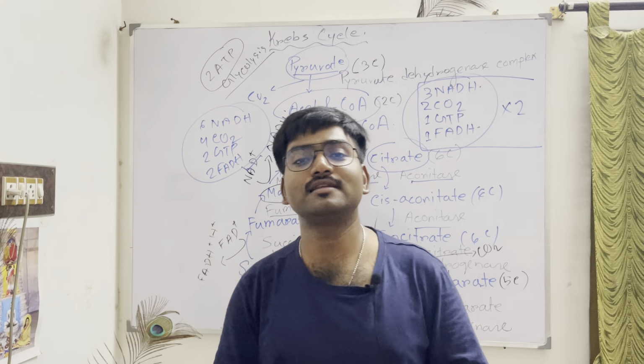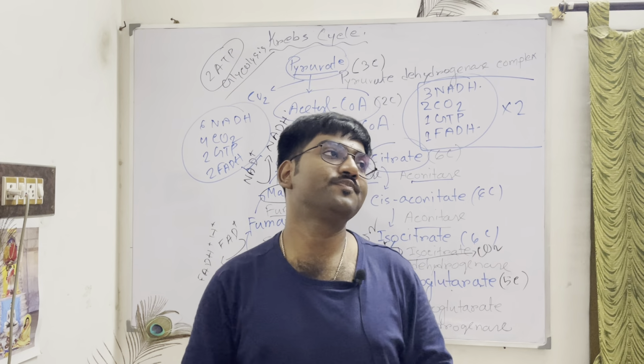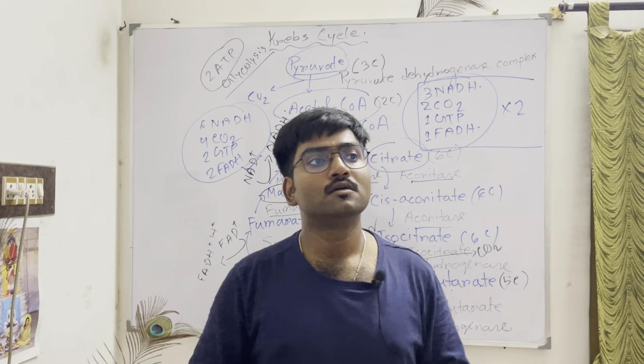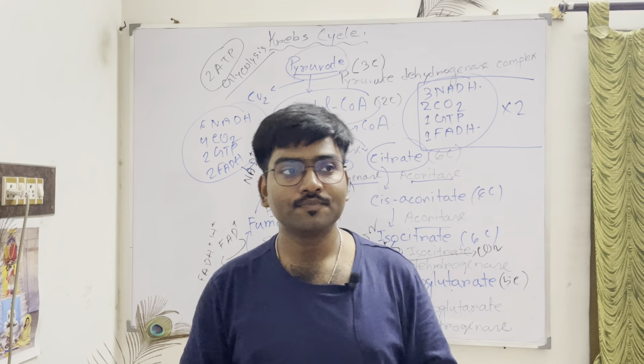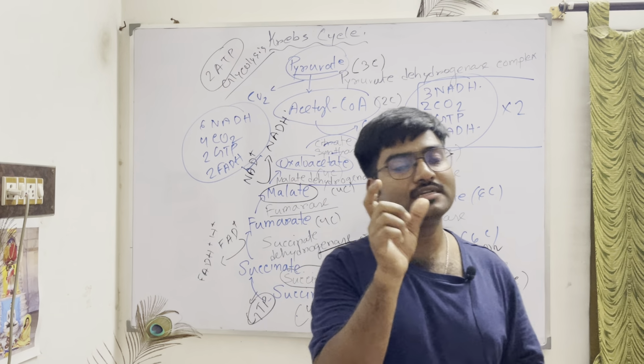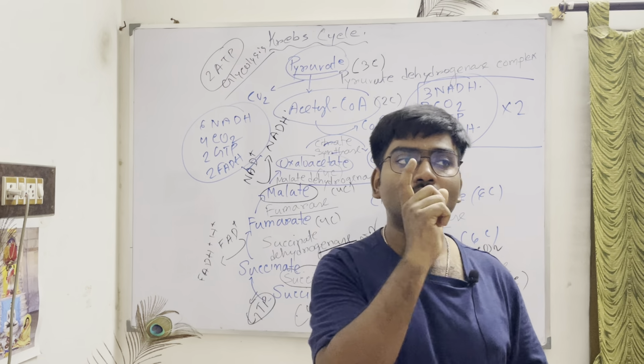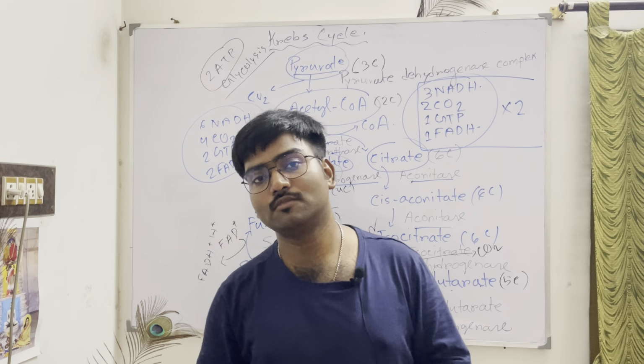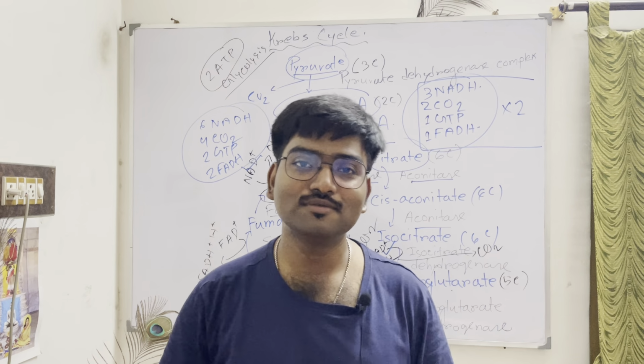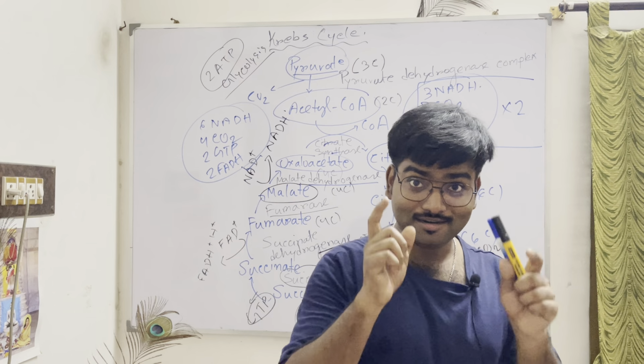Okay, next, in the next class I will talk about the electron transport chain. And ultimately we will derive that equation of how via 1 molecule of glucose we can get 38 molecules of ATP. Hope it is understood to you.